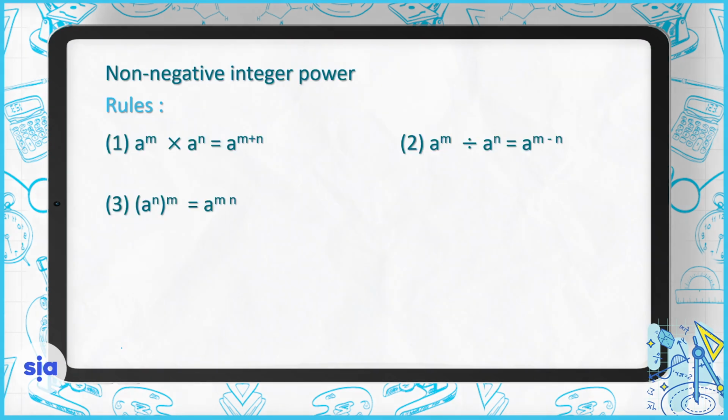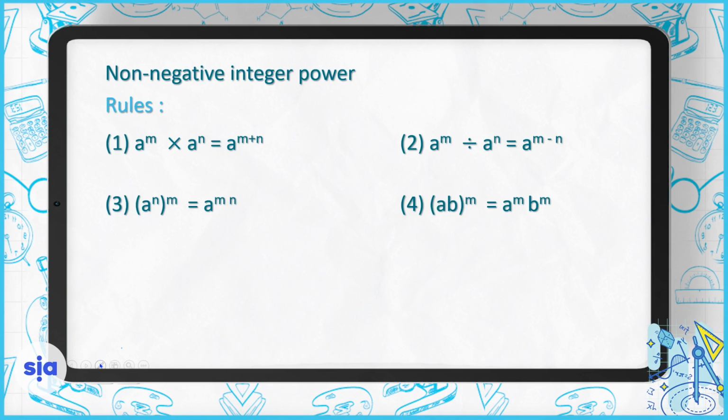Rule number 3: a to the power of n, all to the power of m, equals a to the power of m times n. If the power is standing on the shoulder of another power, we multiply the powers. So a to the power of m all to the power of n equals a to the power of m times n. Rule number 4: ab all to the power of m equals a to the power of m, b to the power of m.